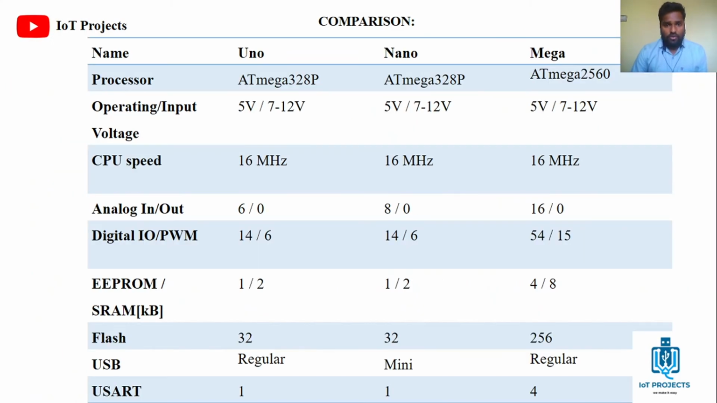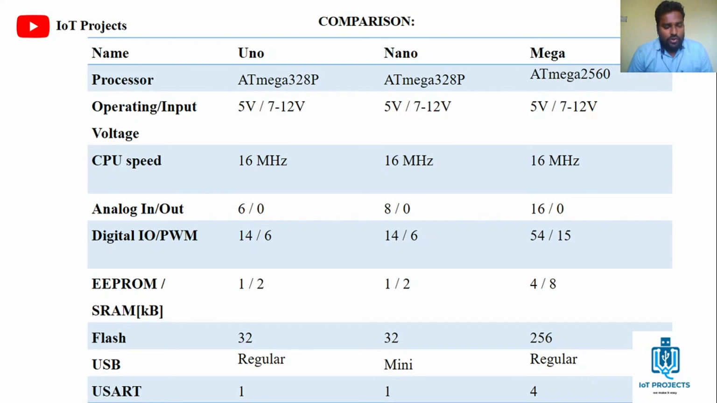Now if we compare all of these specifications in one table, you can see the main differences between these boards, based on processor, operating input voltage, CPU speed, and so on. We'll see that Arduino Uno has the Atmega 328P processor, Nano has the same, and Nano also has an older version that uses the Atmega 168P, and Arduino Mega uses the 2560.